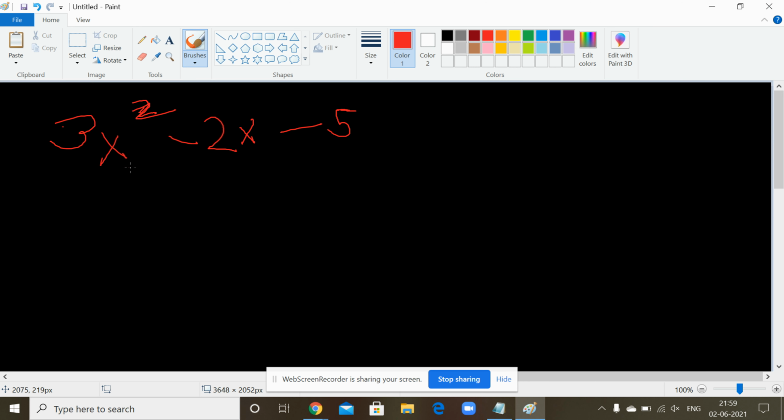So as I told you, the first step is a multiplied by c. What are the factors of 3? It means we will multiply 3 and 5. So that becomes 15. The second step is the factors of a multiplied by c.